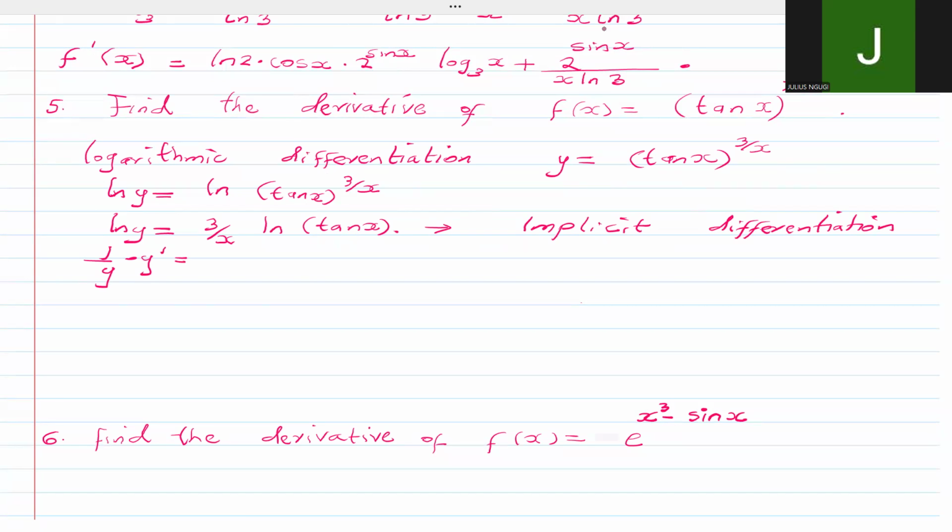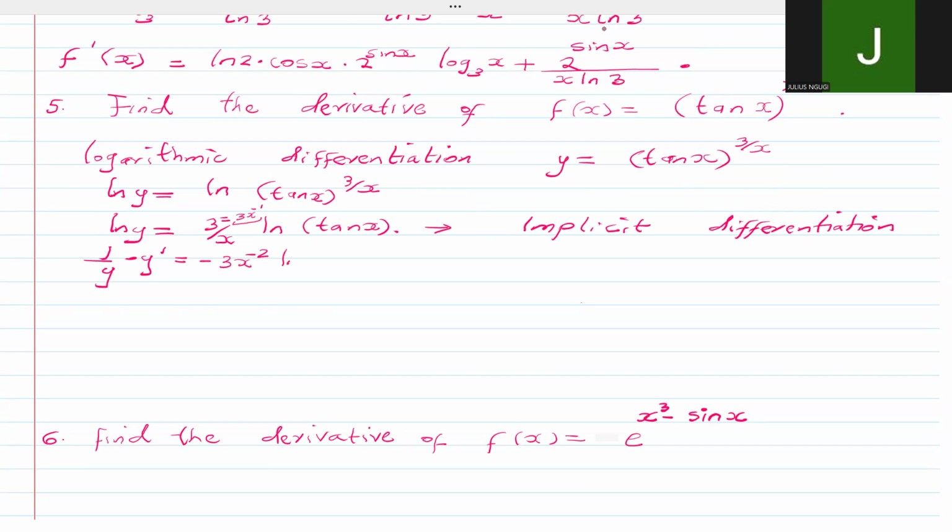And 3 over x can simply be written as 3 times x power minus 1. If you write it in that form, it's easier to do than 3 over x, because you would need to use the quotient rule there, but 3 times x power minus 1 is just the power rule. So let me use this one because it's the same. And I'll drop a minus because the power is minus 2: minus 3x power minus 2.